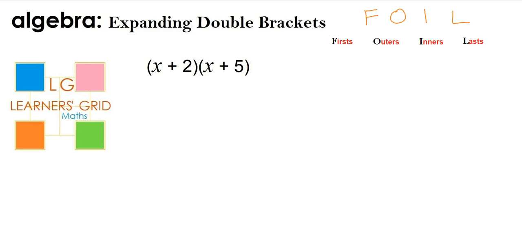So it goes like this. The firsts refers to the first term in each of the brackets, and that would mean in this case x times x, which is x squared.